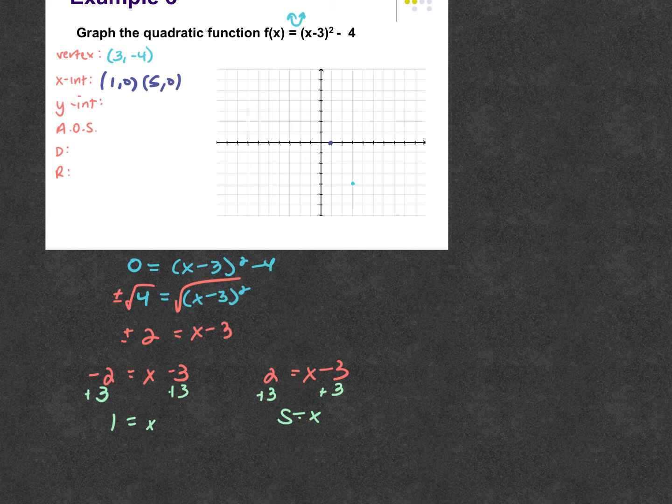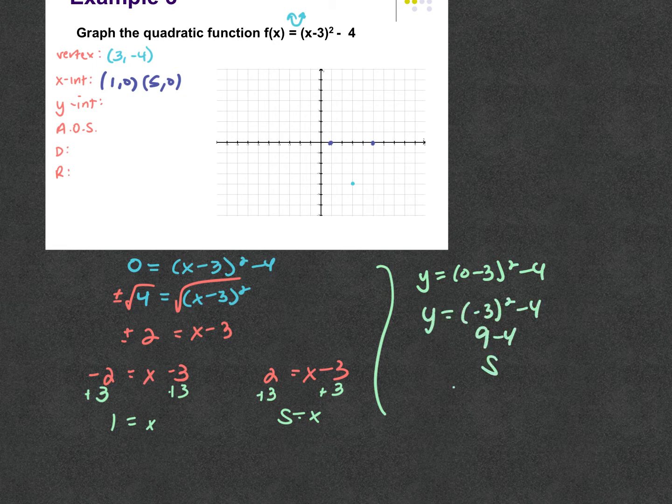Now I've got this, and I've got this. And I actually have enough information to already make my parabola, right? But it's going to ask for it anyway, so you might as well practice. The y-intercept, we plug 0 in for x, so y equals 0 minus 3 squared minus 4. Y equals negative 3 squared minus 4. 9 minus 4, which is 5. 0, 5. Which is all the way up here.